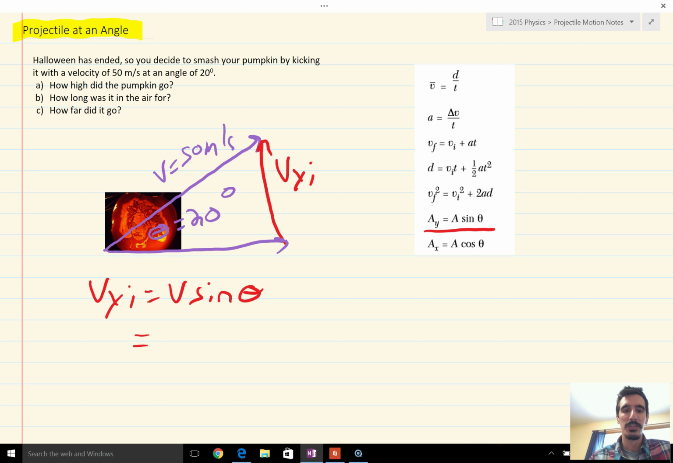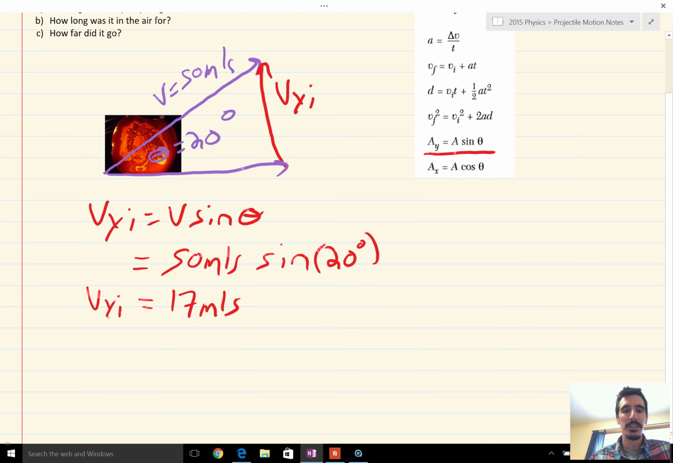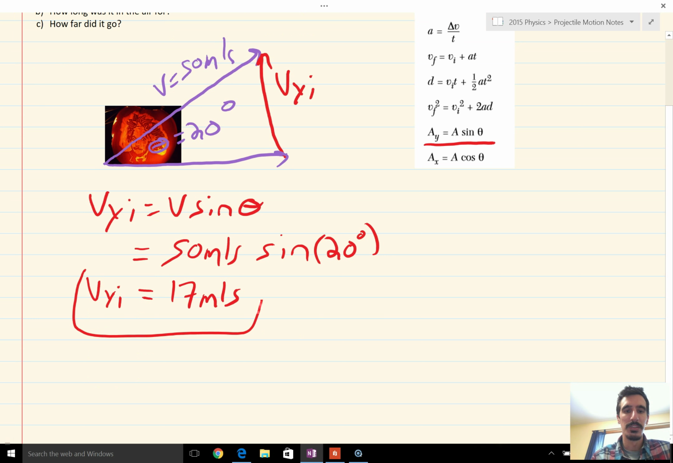So let's plug in our values. We've got 50 meters per second times the sine of 20 degrees. Put that in our calculator, and we get 17 meters per second. Once we find this, the initial velocity in the y direction, we're only going to use this number for our vertical motion. We're not going to look at the 50 meters per second until we look at horizontal.